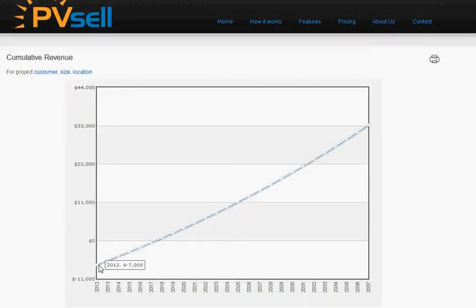You can see that your initial system price is where you start off, paying $7,000, and within a few years you've reached the point of true payback. And you can see your cumulative revenue grows here to the point where you're $33,000 in the black from your investment of $7,000. So essentially you've made $40,000 over that 25-year system life.